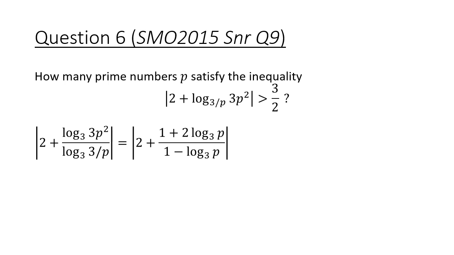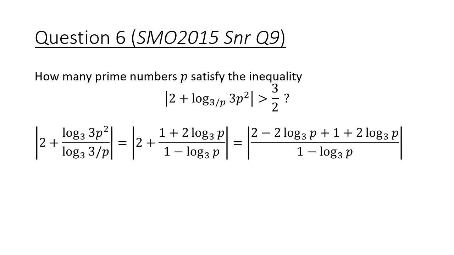And then we can combine the 2 and the fraction. We'll make a common denominator. And this is nice because the logs in the numerator will cancel out. This tells us that modulus of 3 over 1 minus log base 3 of p is greater than 3 over 2.